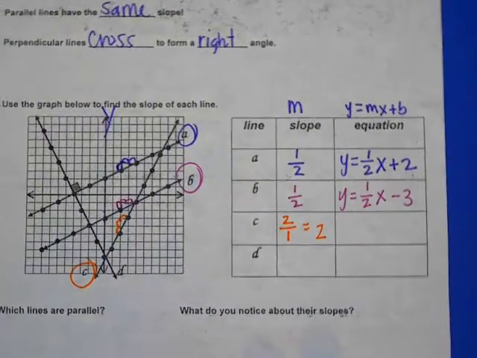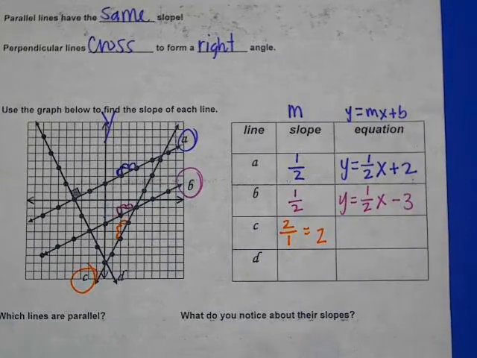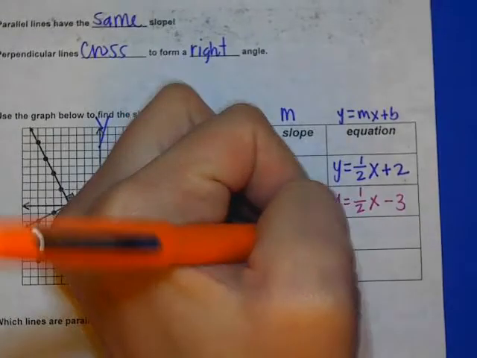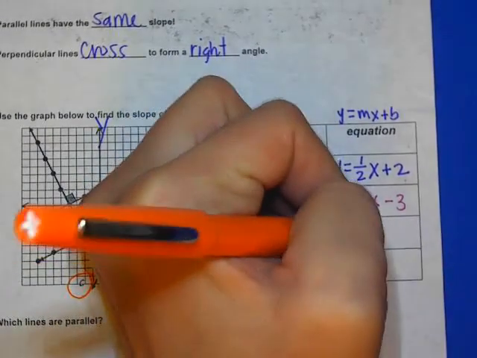Okay, what else do I need to write the equation? The b. Here's where it crosses the y-axis. What point is this? -8. So y equals 2x minus 8.